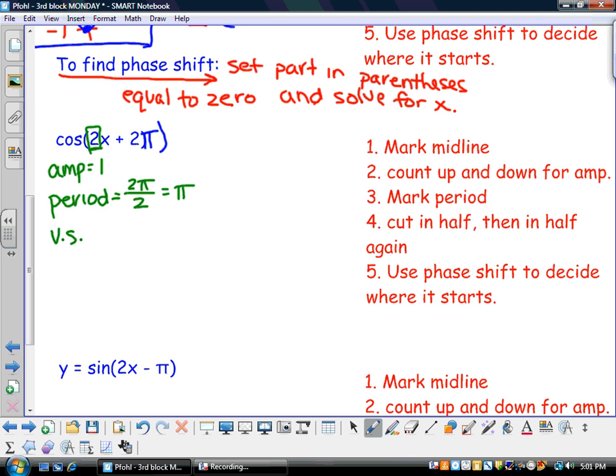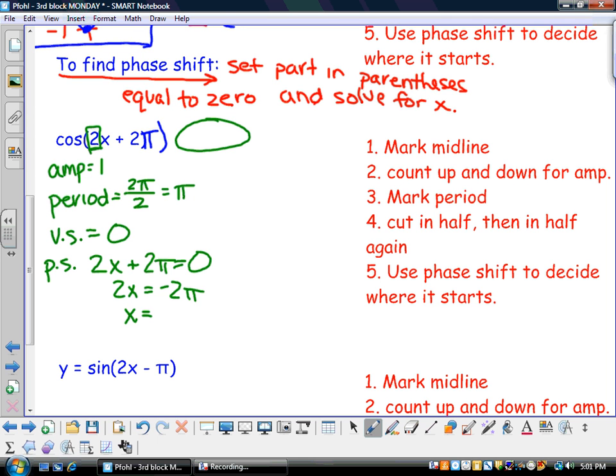Vertical shift: nothing is being added or subtracted on the outside, so there's no vertical shift. For the phase shift, we set the part in parentheses equal to 0 and solve for x. 2x plus 2 pi, set it equal to 0, solve for x. This graph also has a phase shift of negative pi.